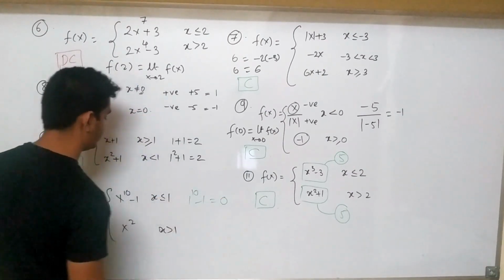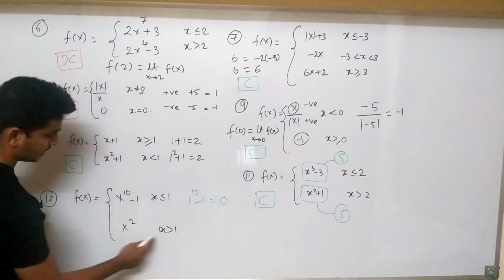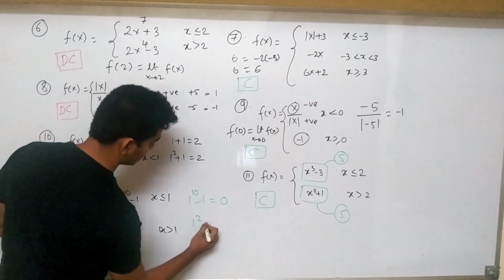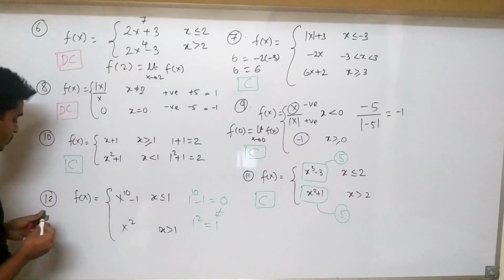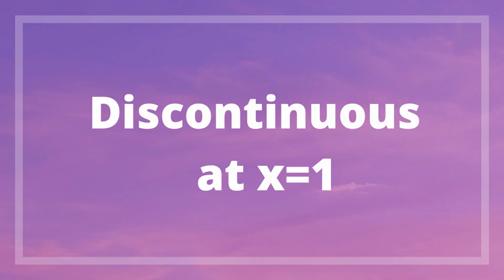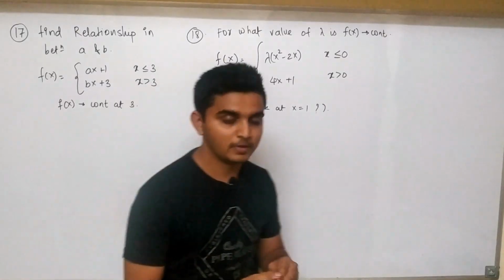So this value is 0. And when you plug in 1, we have 1 squared as 1. So you can see that these two are not equal. So you can say that this function is discontinuous.